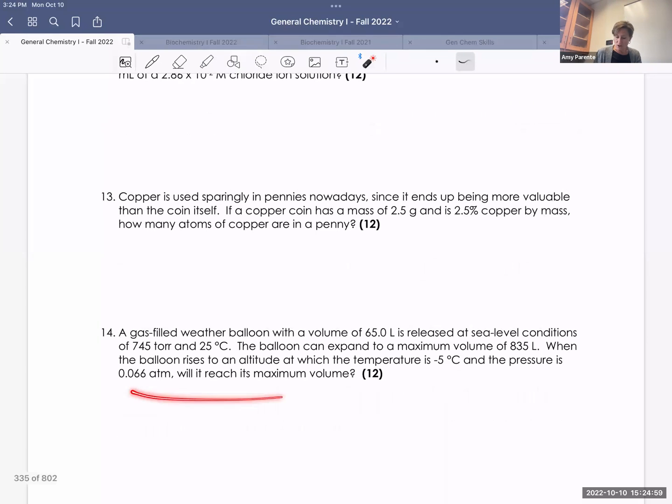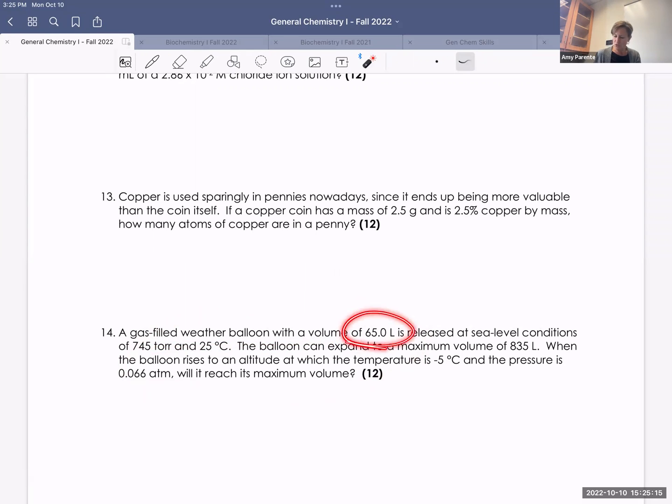Here's another one. It talks about a gas-filled weather balloon. Oh, that's probably going to be something to do with PV equals nRT. And looking at this problem, okay, gas fill, it's got a volume of this, it's released at sea level conditions. Ooh, and it can expand.